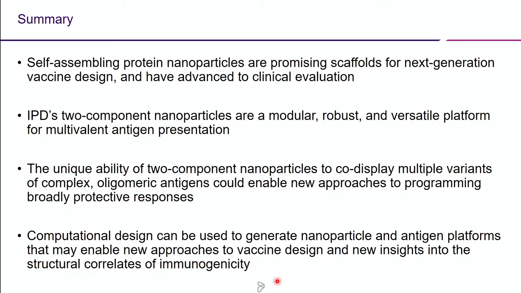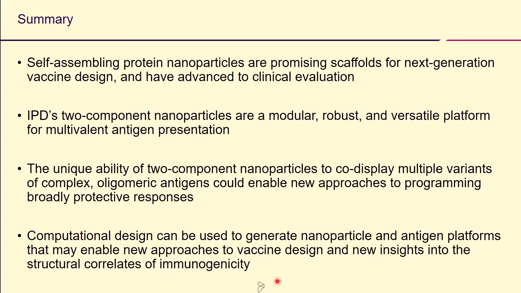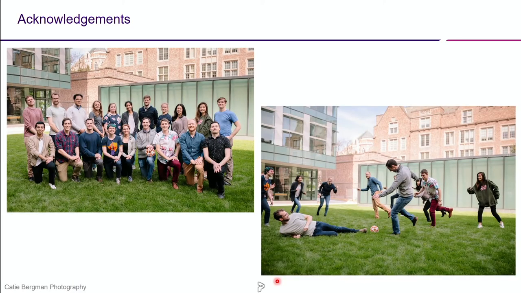And so I'll stop there. Just a quick summary. Self-assembling proteins are one piece of this technological revolution in vaccine design. Many groups are pursuing this. Some of them are entering clinical trials. Our two-component nanoparticles, we think, are a modular and versatile platform for antigen presentation, and particularly for inducing broad responses through co-display. We think we're uniquely suited to that. And there's some additional work we're doing on structure-based design of antigen platforms that maybe I can talk about next time.